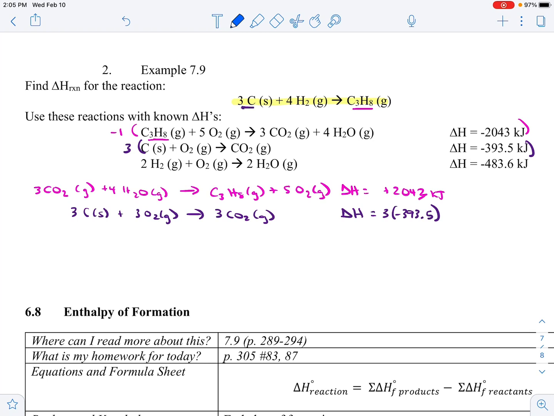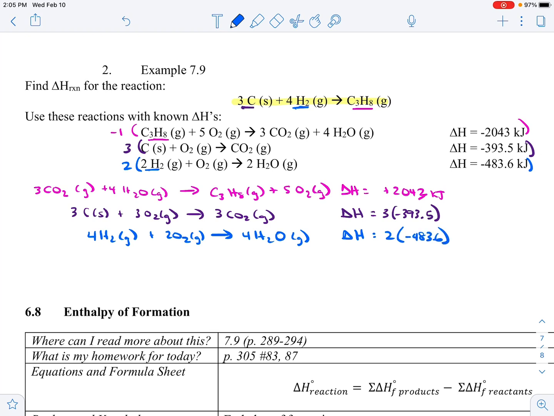So we have 2H2 plus O2 gives 2H2O. I need to double this reaction to get my 4 H2s. So I'm going to have 4 H2 gases plus 2 O2s. Remember, I'm doubling everything, and I get 4 H2O, also gases. For delta H, we have doubled, so we take 2 times that negative 483.6.